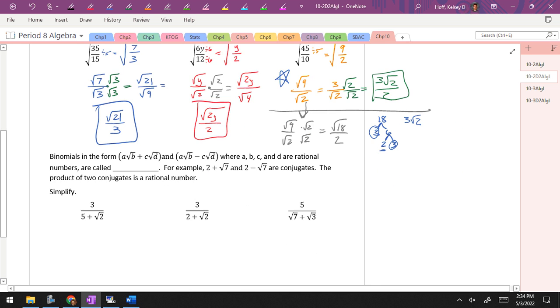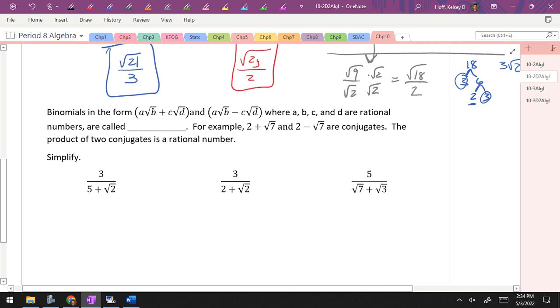So the second piece of today is binomials. Remember, 2 terms in the form a times the square root of b plus c times the square root of d, or a times the square root of b minus c times the square root of d. This seems really confusing. You either have a plus or a minus. That's what separates your 2 terms. And so you have a binomial that has some type of square root in it. Look down here. 5 plus the square root of 2. That's a binomial that we're talking about. Okay? These are called conjugates.